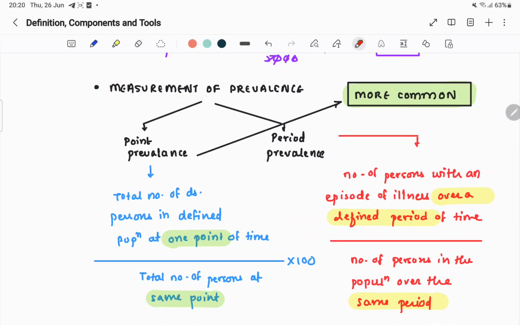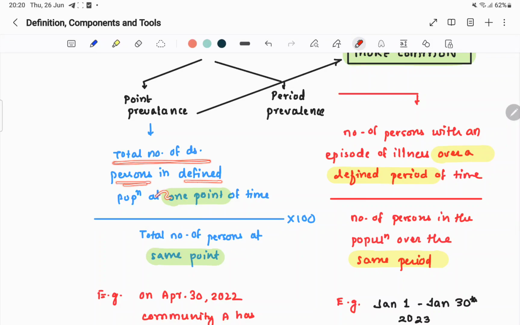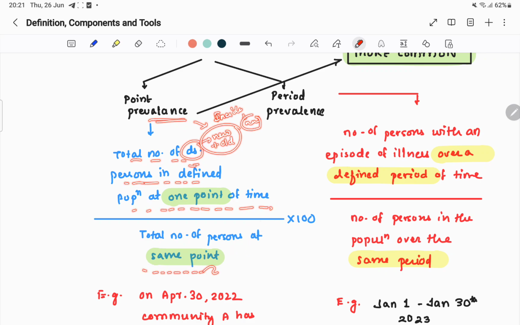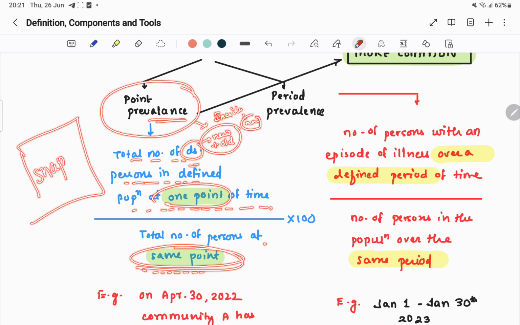Measurement of prevalence. We have two types: point prevalence and period prevalence. Point prevalence is the total number of diseased persons in a defined population at one point of time. That means new cases plus old cases, reminding you, because prevalence is there, not incidence. Incidence is only new. So it is the total number of diseased persons in a defined population at one point of time by total population at the same point. Basically, point prevalence means a snapshot. You took a camera and took a snapshot of how many people are diseased at a particular point. So it is point prevalence.